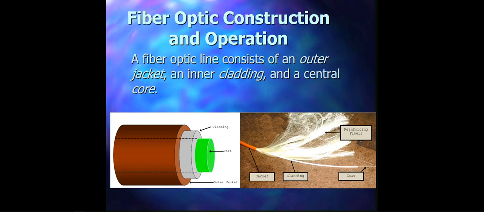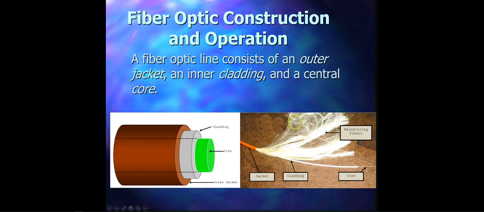It says a fiber optic line consists of an outer jacket, inner cladding, and a central core, which you can see here in the picture. This is the core, and on the outside of the core you have the cladding, and then the outer jacket. This picture also shows the same thing: the inner side is the core, this is the cladding, this is the jacket, and these are the reinforcing fibers.